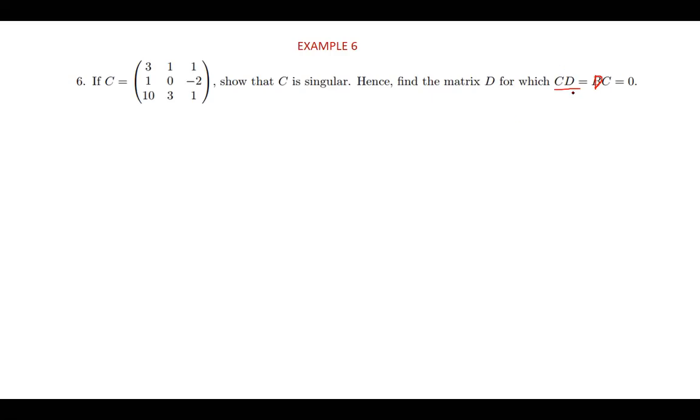So here you just multiply CD and also multiply DC, which will give you 0. Here they're saying find the matrix D for which CD and DC is equal to 0. At first they said show that the matrix is singular.